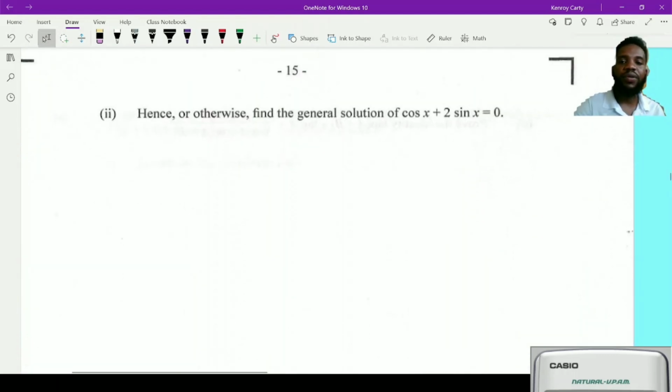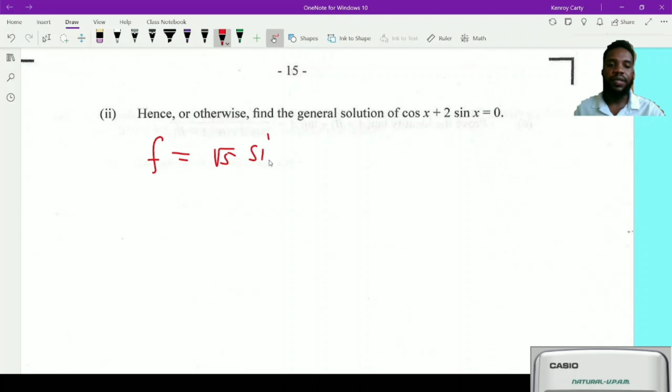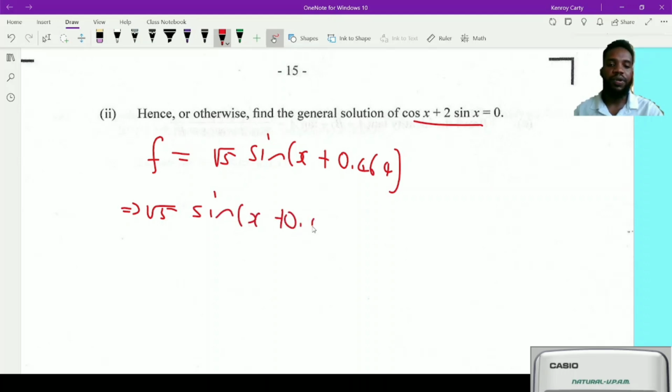For my next question, it says, hence or otherwise, find the general solution of the equation. Now, of course, we're not going to be using this form. That's one of the reasons why we found the equivalent form. So we're going to be using f equal root 5 sine of x plus 0.464. So we're actually going back to where we started, the equivalent form. So instead of using this equal to 0, we're going to be using its equivalent form equal to 0. So what do I say? I'm going to say this implies that root 5 sine of x plus 0.464 is equal to 0.